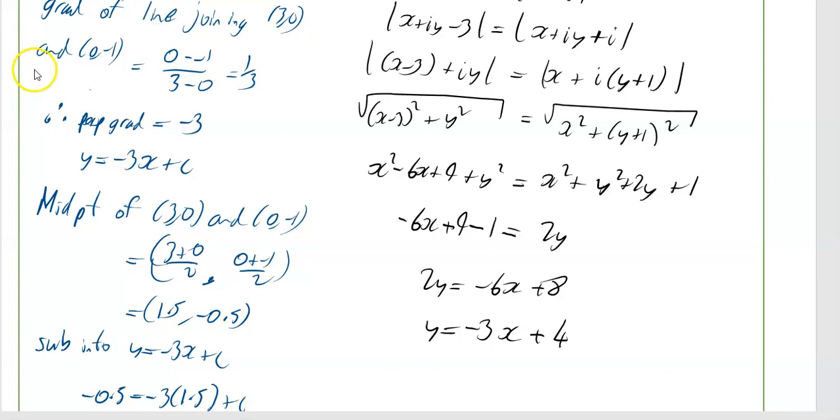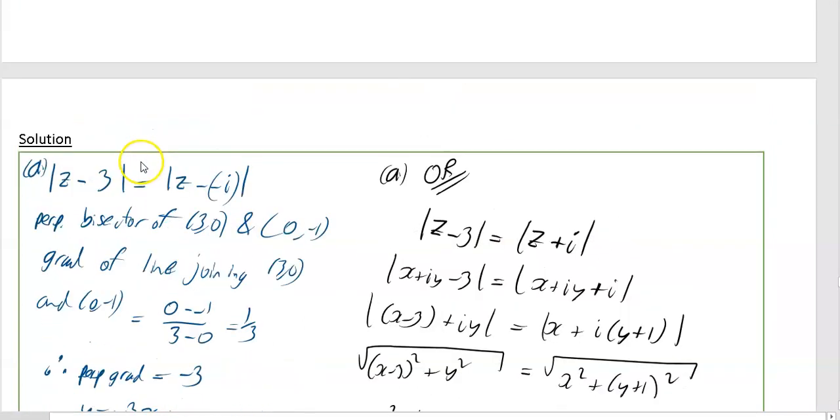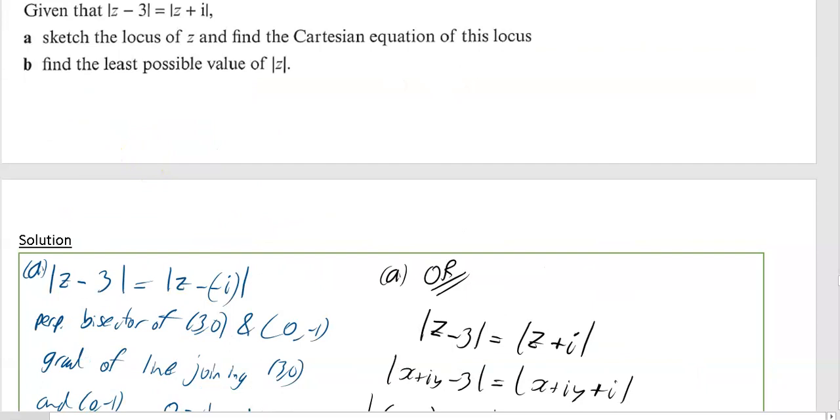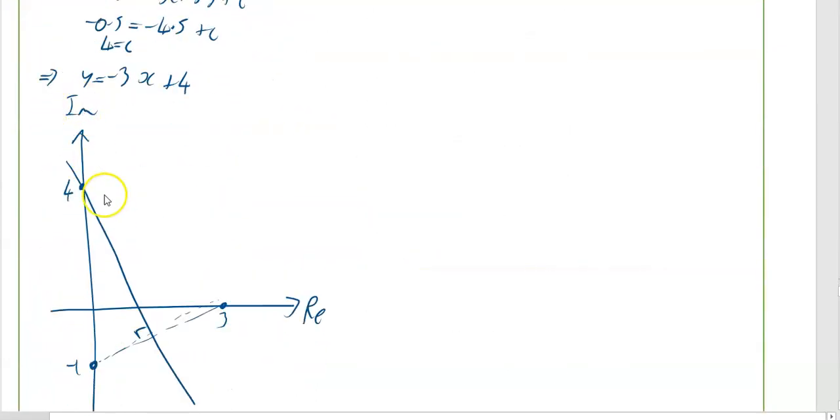Okay, we're going to go on now and look at part B. So we'll go back and have a look at what the question said to us here in part B. Part B says, find the least possible value of modulus of z. Now remember what modulus of z is. It's a distance from your origin to something on this line, and that's going to be it.